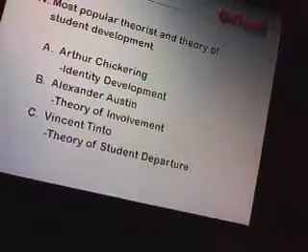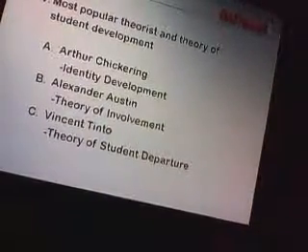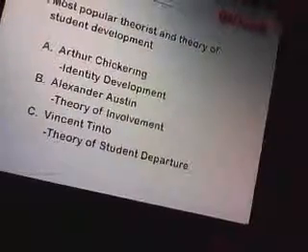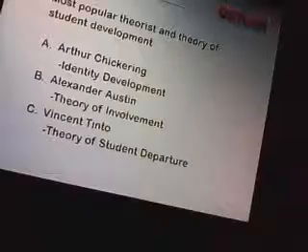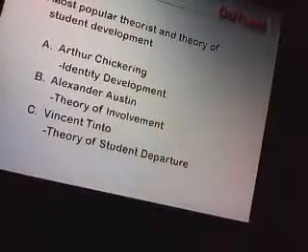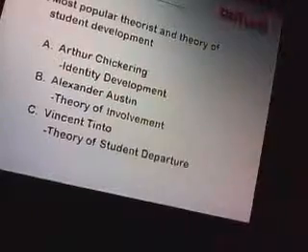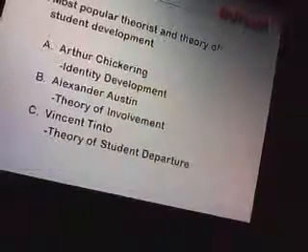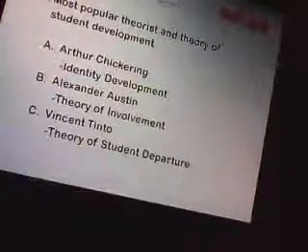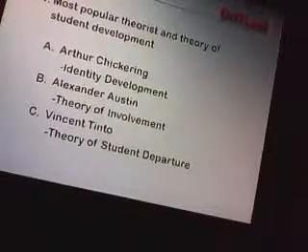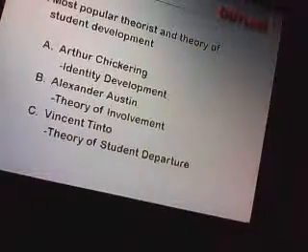And then Alexander Astin, his theory is the theory of involvement. He has 5 general categories. His theory is mainly how involved the student is during the educational experience, with faculty, with their peers, with programs on campus. So there are 5 categories in which students get involved as they go through, for them to be successful.